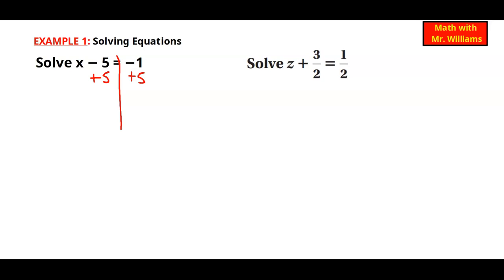The minus 5 and adding 5 cancel out, leaving me the variable x equals negative 1 plus a positive 5, which will give me a positive 4 for my answer.